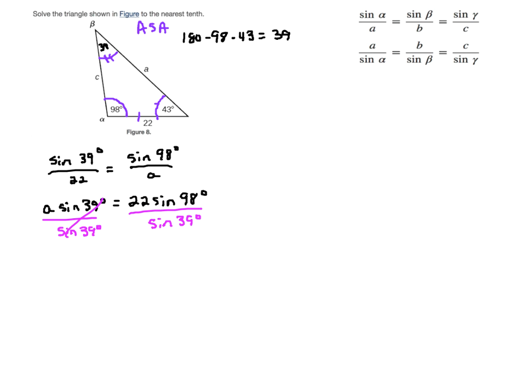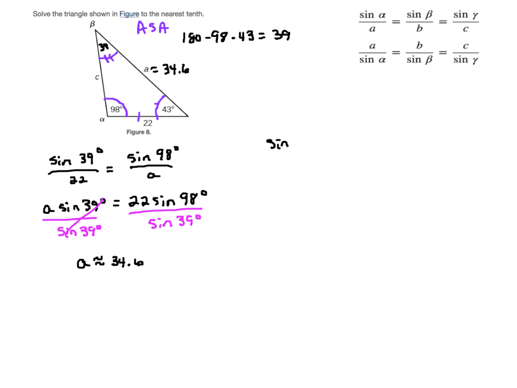And when I put that expression on the right-hand side into my calculator, I get that A is approximately 34.6 units. So this A is approximately 34.6. And now I do the same thing for side C.